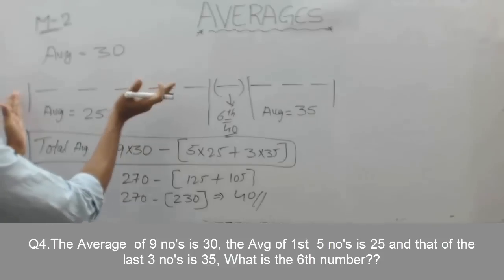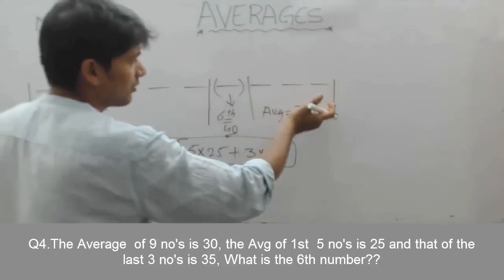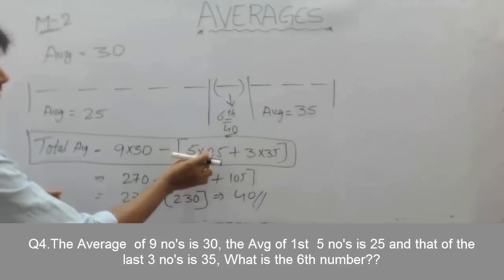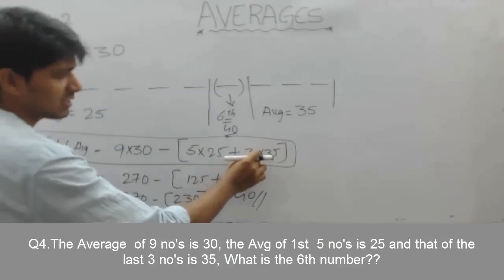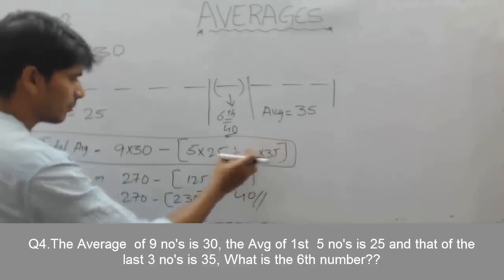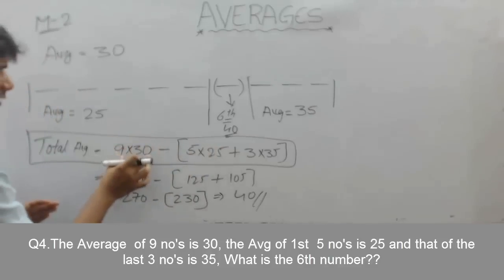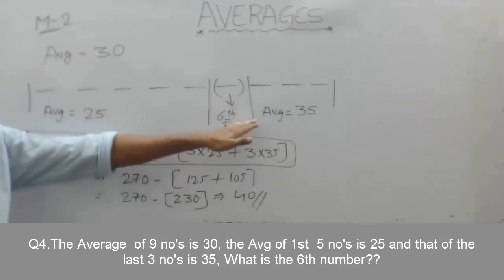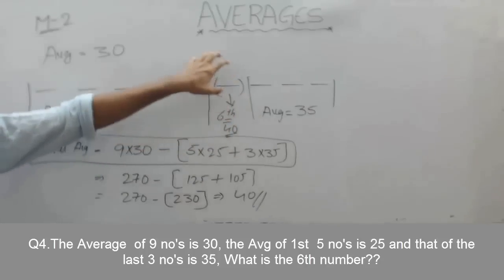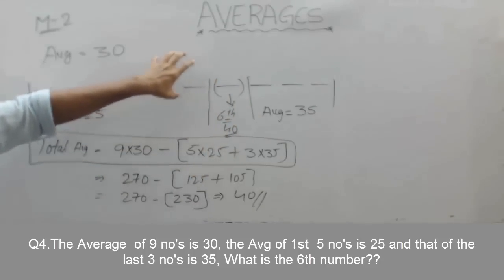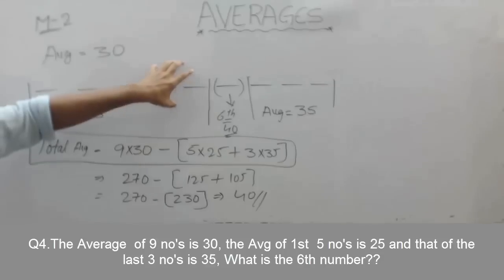He has given the average of these first 5 numbers and he has also given the average of the last 3 numbers, that is 35. So the sum of the first 5 numbers is 5 into 25 and the sum of the last 3 numbers is 35 into 3. So if you reduce 9 into 30 minus this, you are going to get the value of the sixth number. So this is the conventional method we are going to use. Without using this formula and without applying the pen on the paper, we can also solve this question.